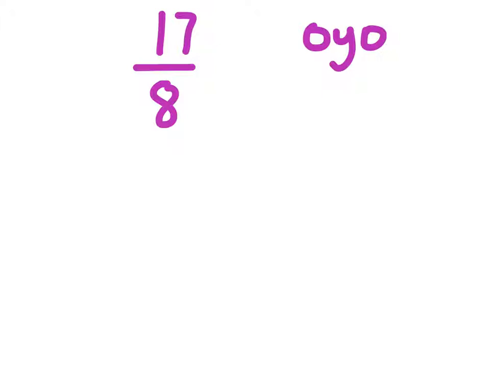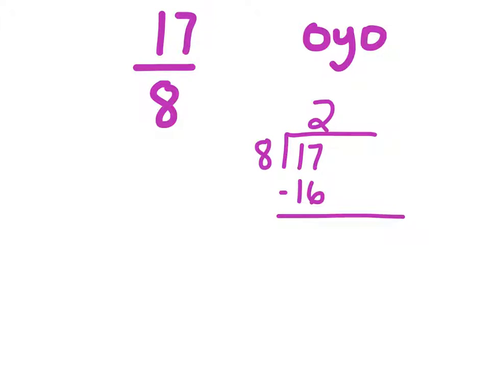Alright, this one the same way. You're going to put 17 on the inside, 8 on the outside. But here, 8 can go into 17 2 times. So we're going to divide just like we know how to. Then 17 minus 16 is 1. Now 8 cannot go into 1. So here's where we add the decimal.